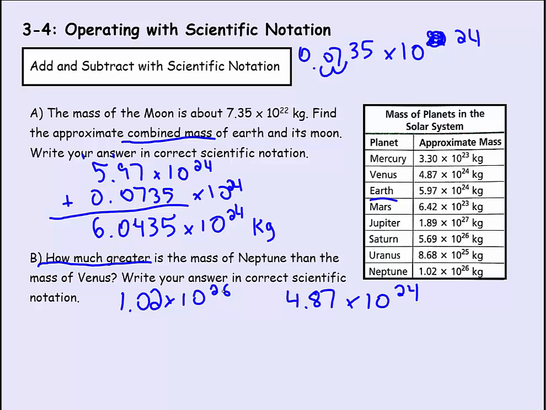So since these don't match up, I have to change one of them. Remember, it's easier to make this go up than it is to go down. So to make this bigger, we need to make this smaller. I need to get 2 bigger, so let's move this over twice. So that's like dividing it by 10 2 times, and since we divided it by 10 2 times, that means we can multiply it times 10 2 more times. So here we have it. We have 1.02 times 10 to the 26th power minus 0.0487 times 10 to the 26th power.